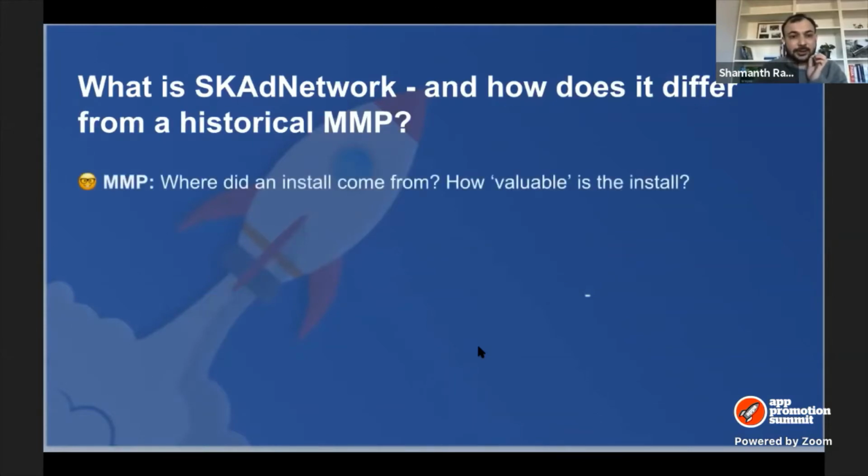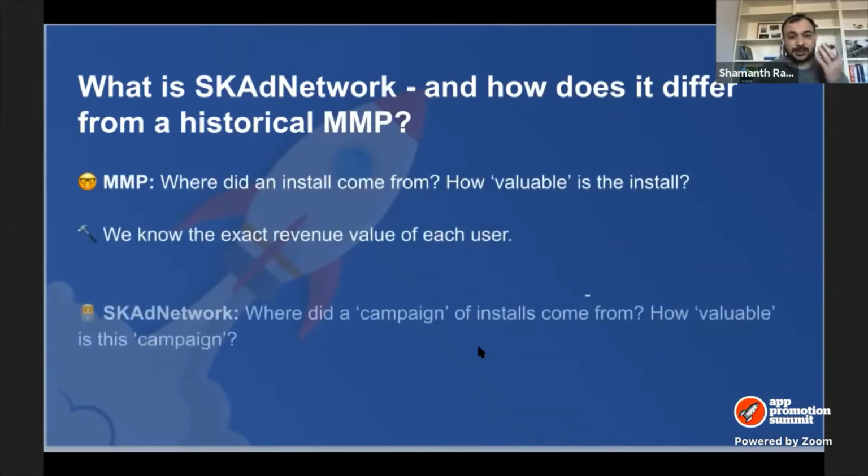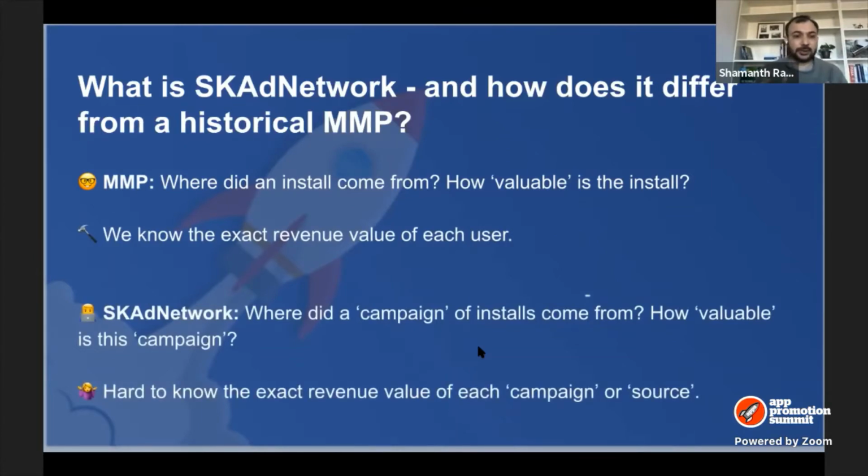So what's SKAdNetwork? Here's the fundamental difference. With an MMP, you understand exactly how valuable the user is, exactly how valuable the install is, because you know the exact revenue from them. With SKAdNetwork, you do not know individual user-level value. You get only cohort-level value, and even then you do not get precise revenue numbers. You just get an imputed approximate conversion value, which hopefully corresponds to the value of a user, but may not necessarily have a direct correlation.